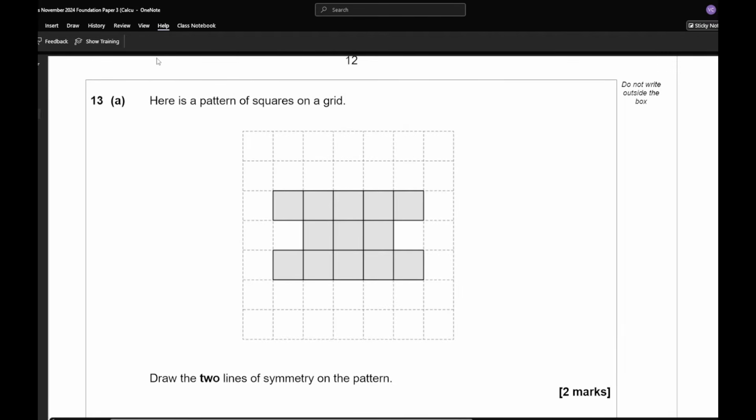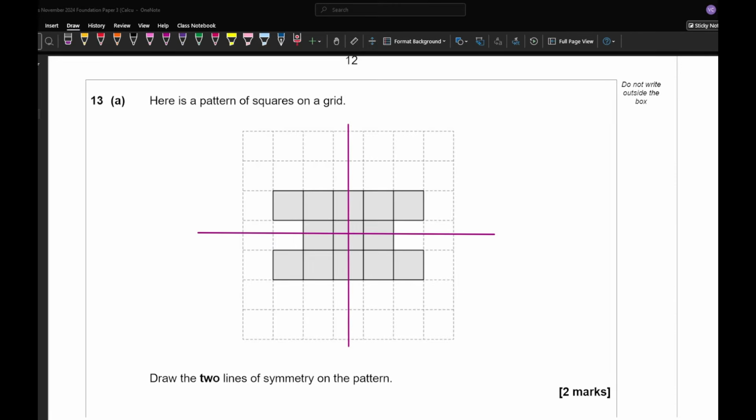For question 13, it says here is a pattern of squares on a grid, and it says draw 2 lines of symmetry. So for this, you need to make sure that you're using a ruler for this particular question. Where your mirror line should be is something along the lines of this. Make sure that you try and hit those middle squares halfway. Mine's slightly off, and again the examiner will allow either solid lines or dashed lines. Dashed lines is probably better, but if you did do solid lines, it's not the end of the world.